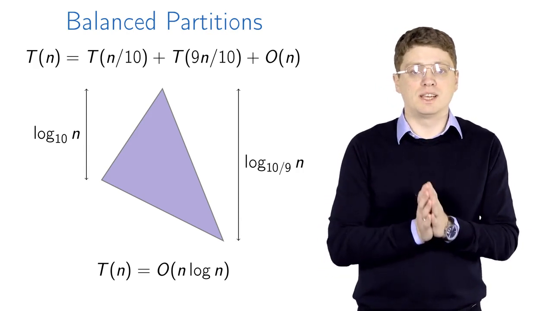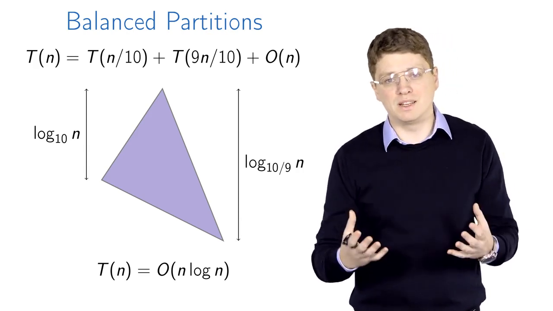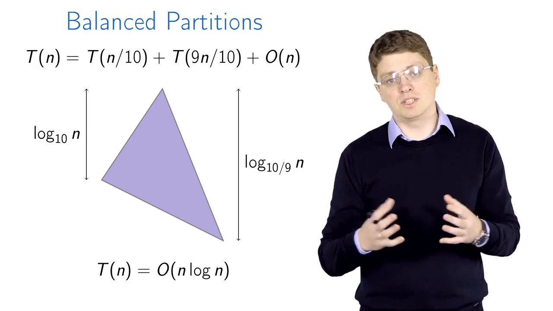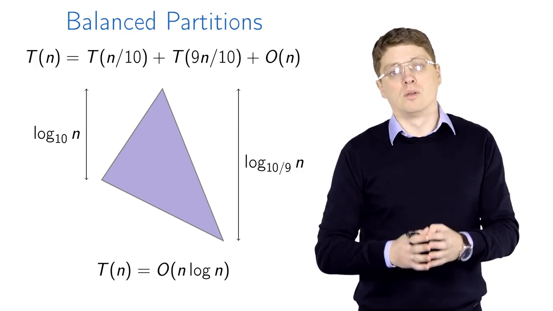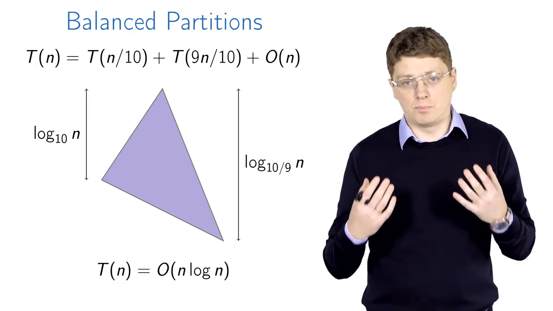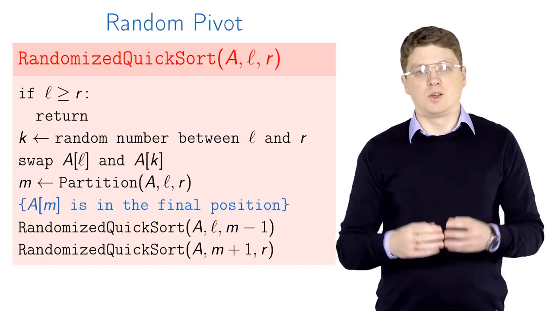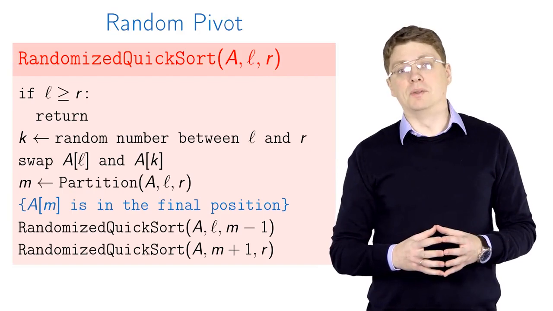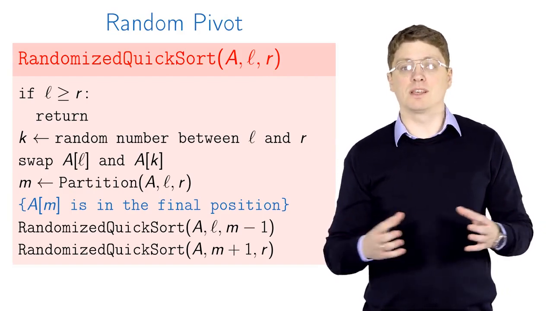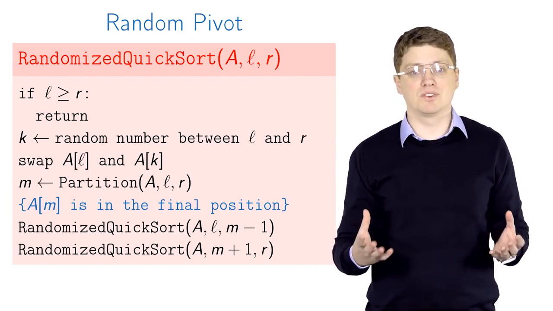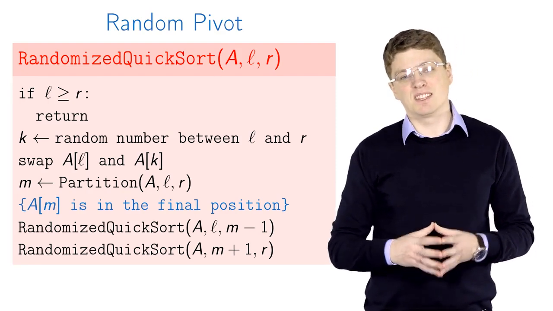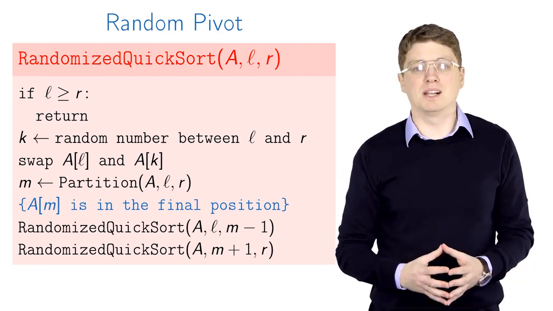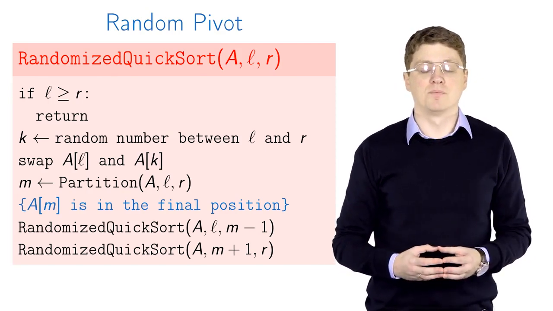However, we already get an important message. The running time of the quicksort algorithm depends on how balanced our partitions are. What we know now is the following. If all our partitions are balanced, then we can prove that the running time is at most n log n, asymptotically. At the same time, if all our partitions are unbalanced, then the running time is quadratic.